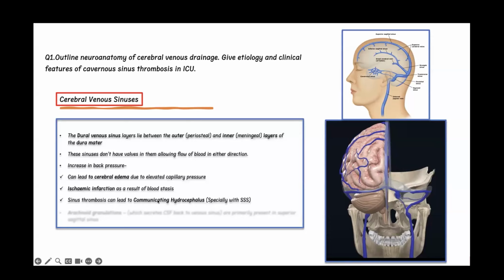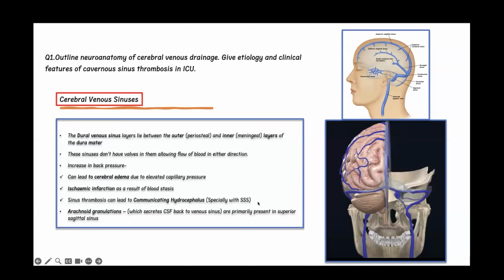Sinus thrombosis can lead to communicating hydrocephalus. Because you cannot drain the venous system of the brain, there will be communicating hydrocephalus. The CSF outflow is not obstructed within the ventricular system, but still the venous pressure is high, so it can lead to communicating hydrocephalus.